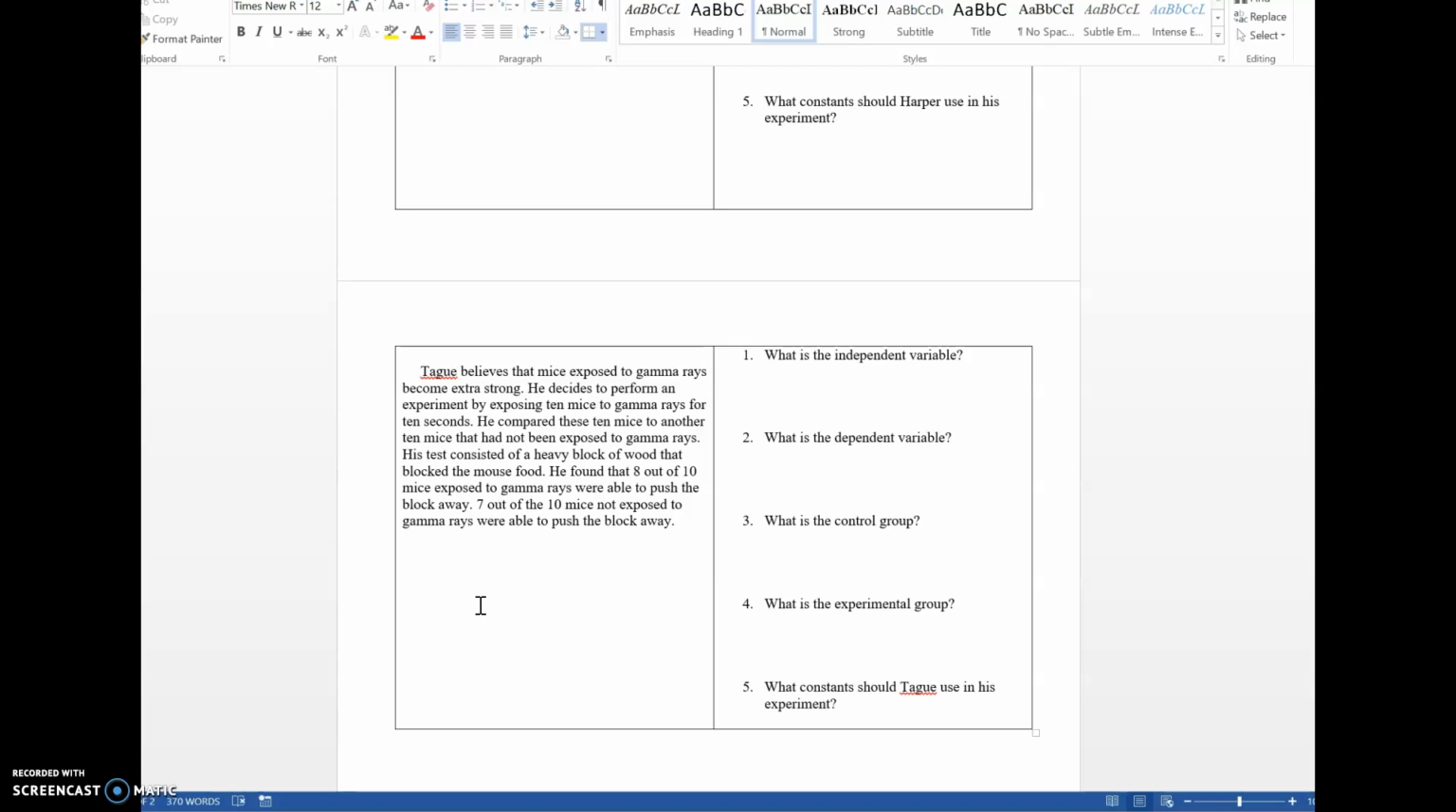Just try it. It's worth your time and energy to try and figure out the answers for these experiments. If you have any questions, feel free to reach out. Just try it and submit it, and I'll let you know whether you get them right or not, okay? Just do your best and try your best on this assignment.